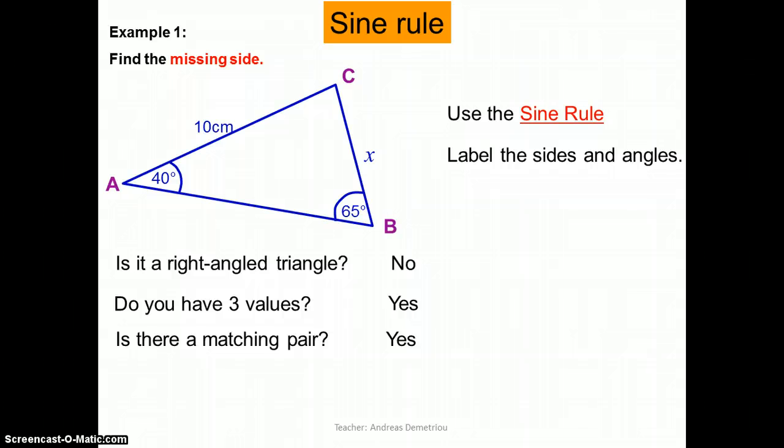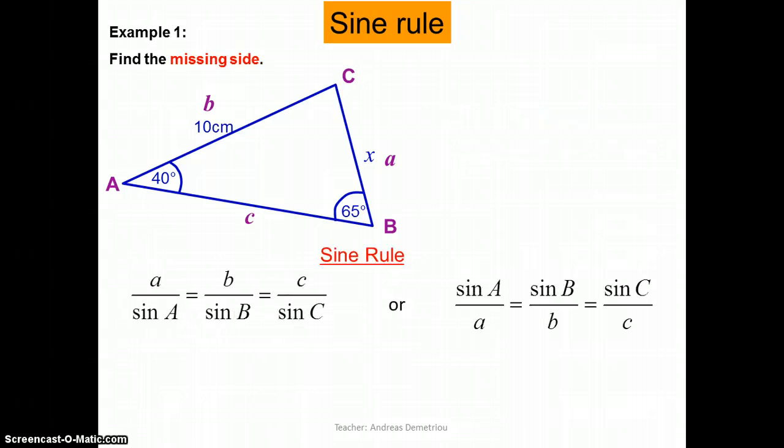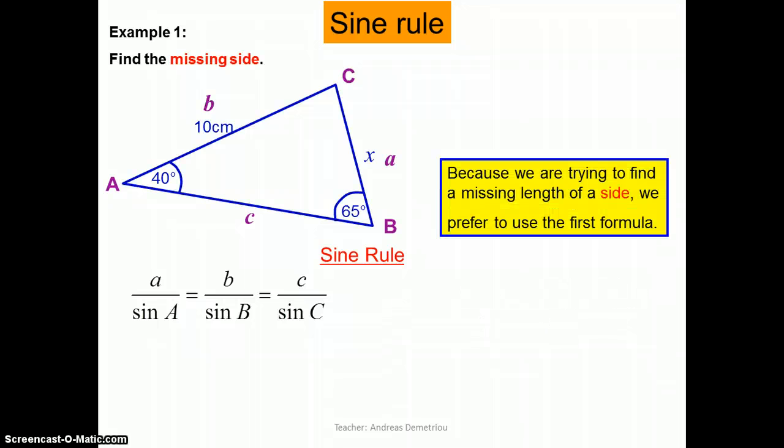We start by labeling the sides of the triangle, and thus we can label the corresponding angles with the sides. There are the two formulas. Here you need to make a decision about which formula to use. Try to use the formula that keeps the unknown on the numerator. Here the unknown is a side, therefore we prefer the first formula.